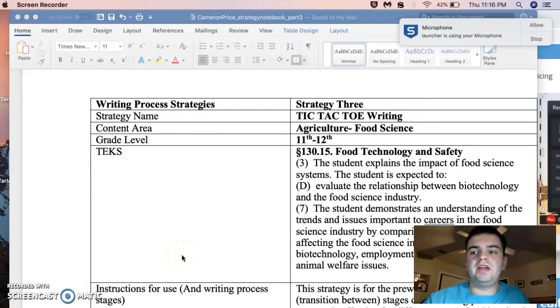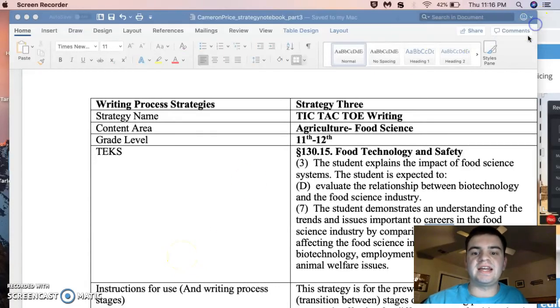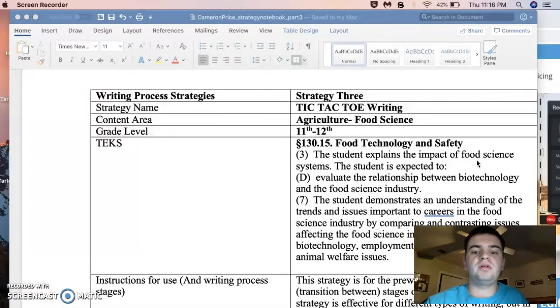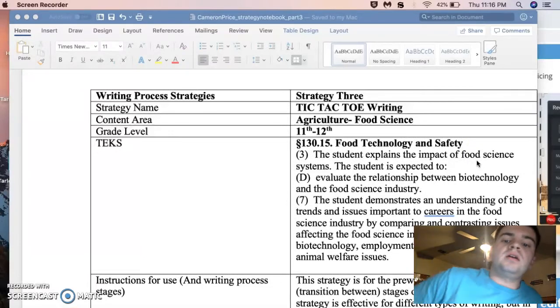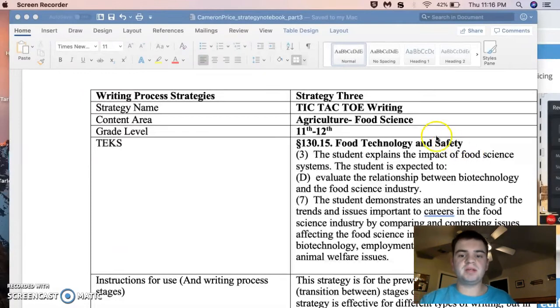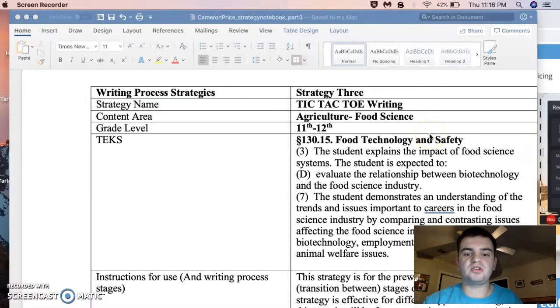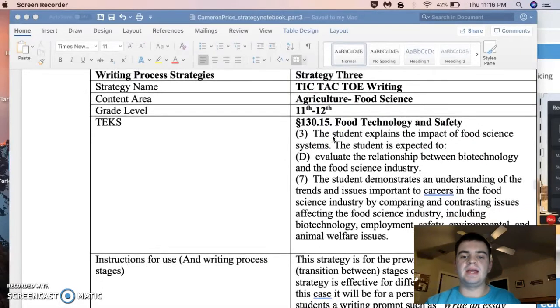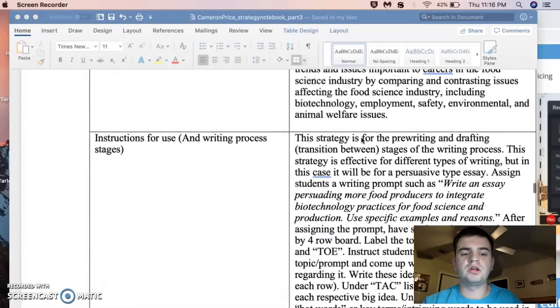Strategy 3 I'll be going over and discussing is called the tic-tac-toe writing strategy. I'm using it for the agriculture food science content area. The grade level is the junior and senior grade levels, just because it's a little more complex type of strategy and allows things to be seen better. And then food tech and safety is usually done at these grade levels anyways. And the TEKS go over food technology and safety things, which, like I said, relate to food science within agriculture.